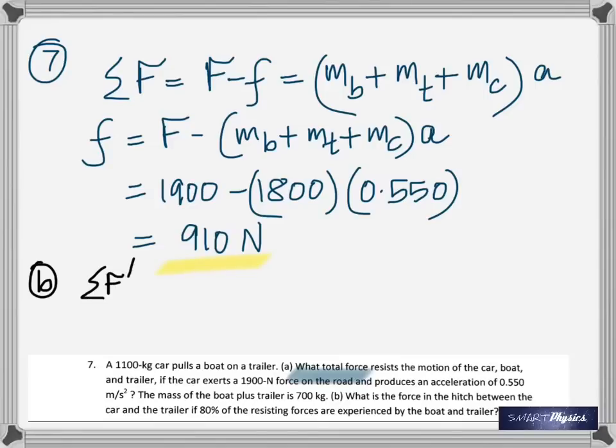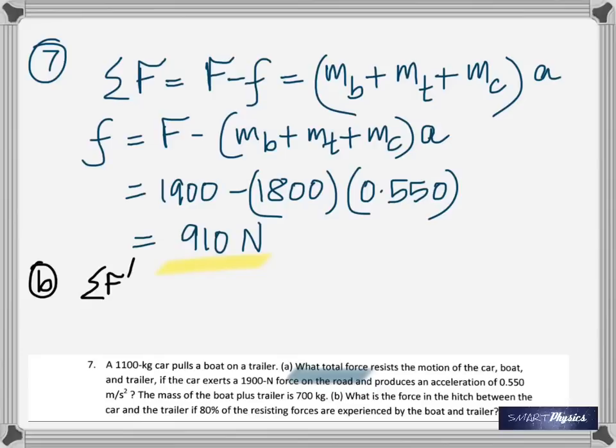In the B part, what are you asked to find in the B part? What's the force in the hitch between the car and the trailer if 80% of the resisting forces are experienced by the boat and trailer? Got to listen to me now carefully. Now, what's the system of interest? Are all three of them? No, just the boat and trailer, because you're asked to find the force in the hitch between the car and the trailer. But there is an additional thing there. 80% of the resisting forces are experienced by these two. Okay, so what's 80% of 910? Find that out first for me.